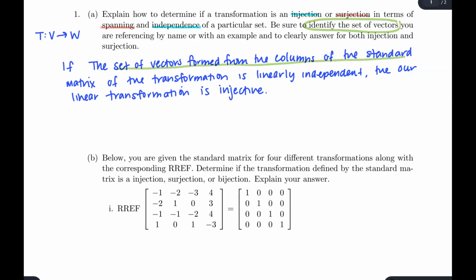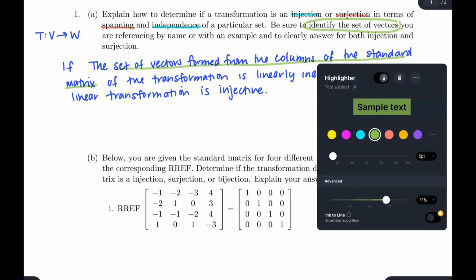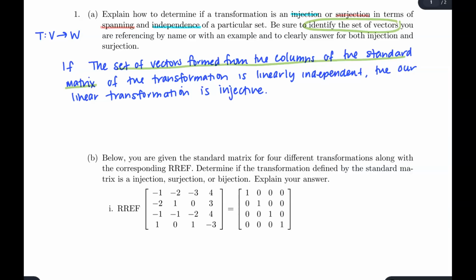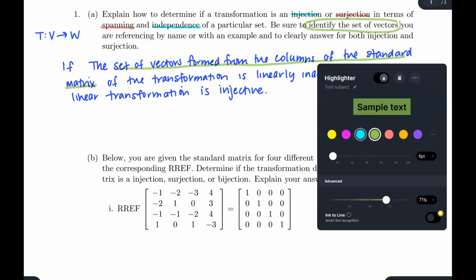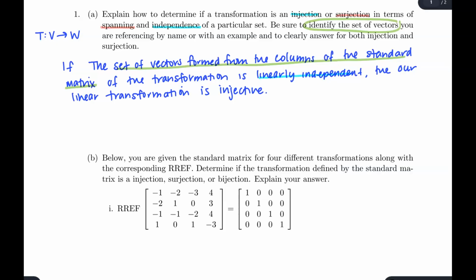I already got distracted because there's another way. I'll actually use the other definition for our second statement here. Linearly independent, we have injective. All right, so let's talk about surjective.